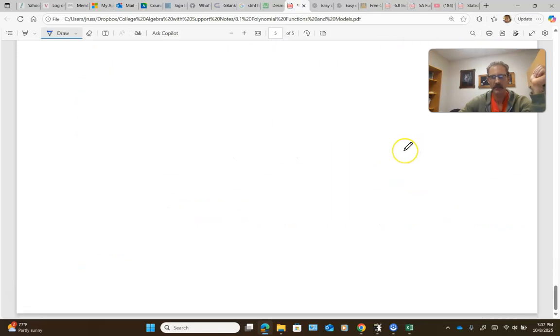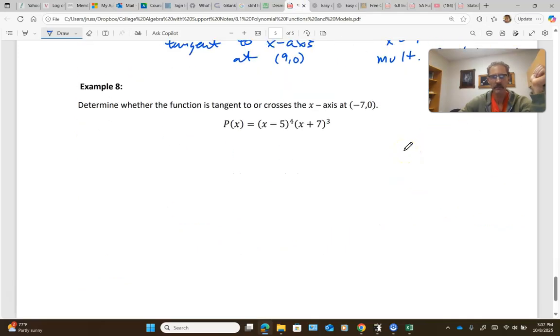Alright, well, let's tackle one more if you don't mind. Number 8, just like the last one. It says determine whether the function is tangent to or crosses the x-axis at this point. -7, 0. So the 0 itself is -7. It would have to come from this factor, okay, and that exponent or multiplicity is 3.